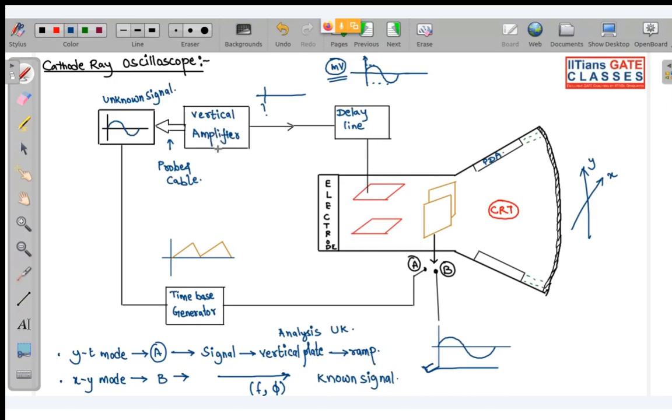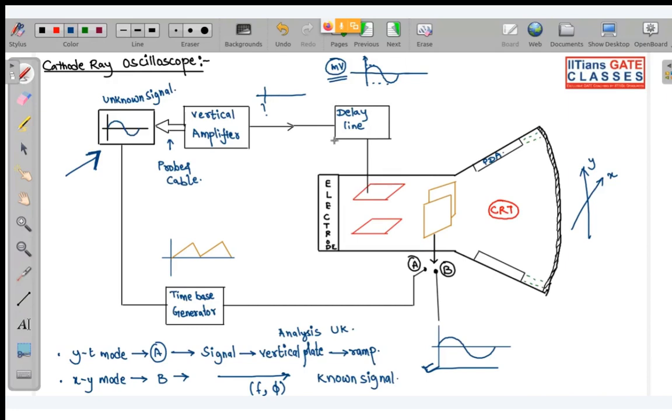So basically there is some delay, and the time base generator has produced this signal based on the time period of this unknown signal. If there is some delay which is not negligible, and I give this signal over here, that means there is some phase difference between the time base signal and this amplified signal. Are you getting the point?